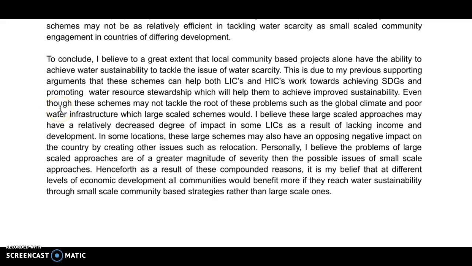So I'm giving an evaluation in different places, which is really good because it's good to have that global and regional comparison in terms of the question. Saying in some locations this is the case, but in others this is the case. Personally, I believe that this, and this. Henceforth, as a result of these compounded reasons, it's my belief that at different levels of economic development, all communities would benefit more if they reach water sustainability through small-scale, community-based strategies rather than large-scale ones.